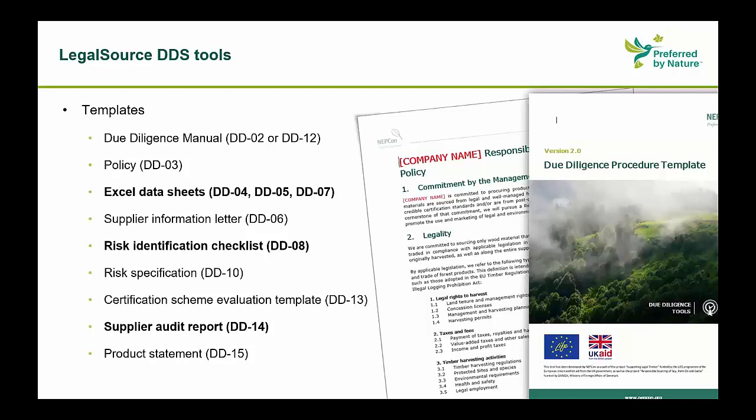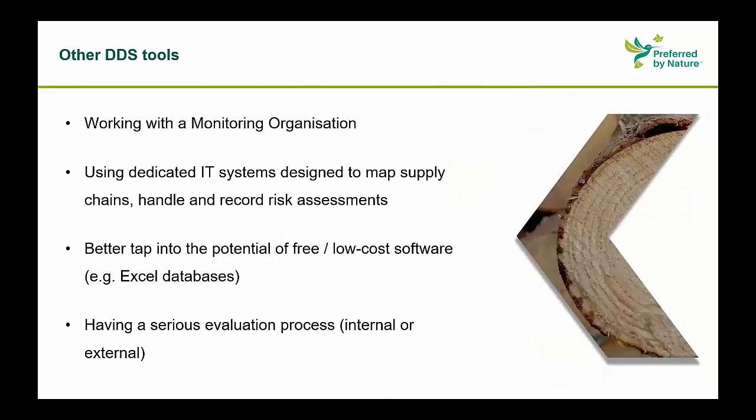Other templates that we have are a supplier information letter and a risk identification checklist. That one is for individual supply chains. We've already mentioned our certification scheme evaluation template, but we also have a supplier audit report, which might be interesting for you to use, and a product statement. So feel free to dig into that and take whatever can help you strengthen your due diligence system.